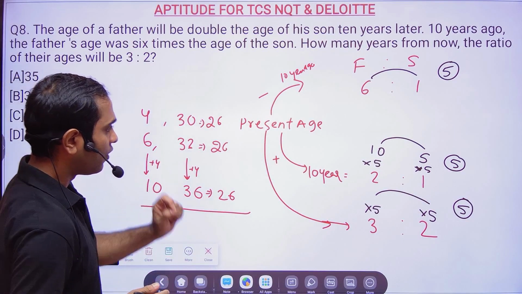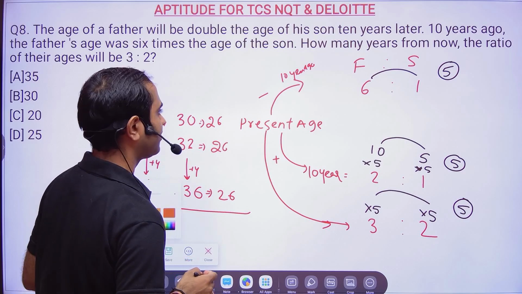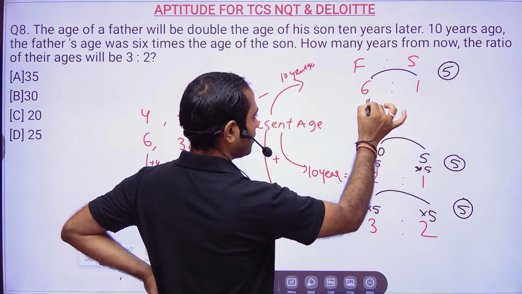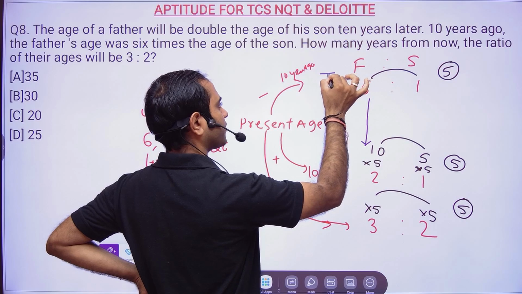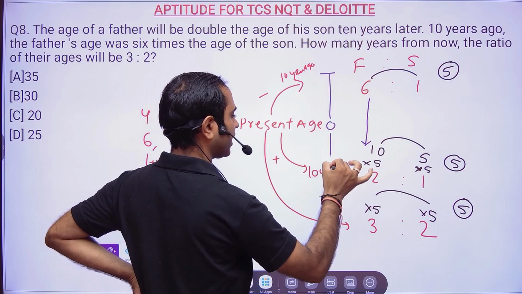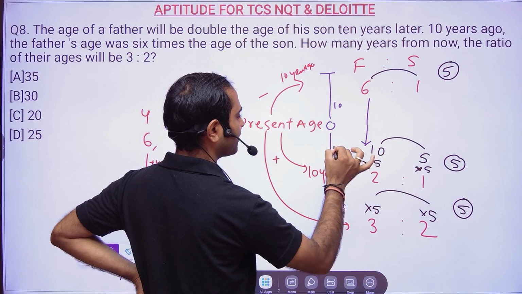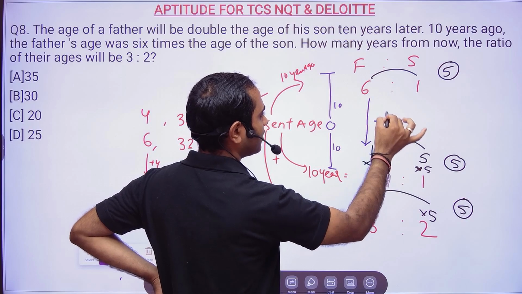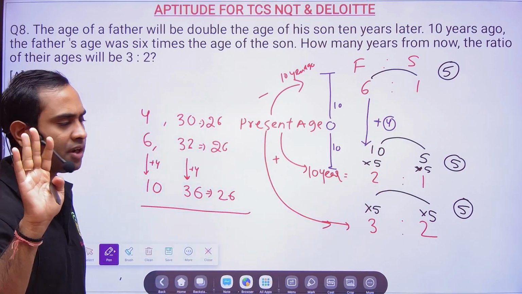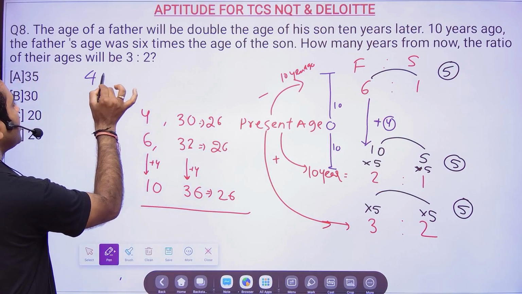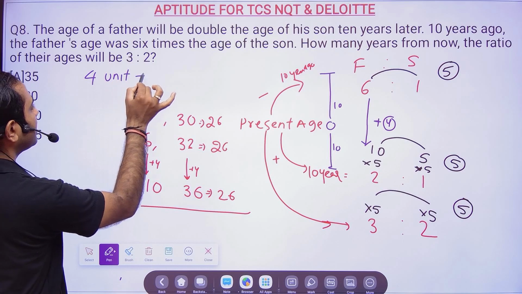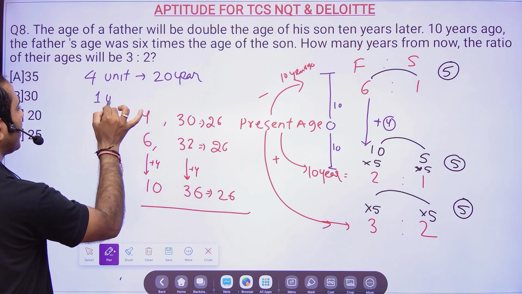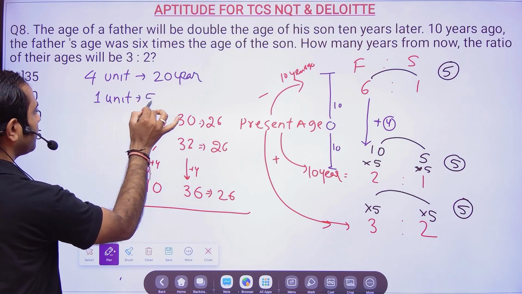Now, one thing which you need to analyze. So here you see, this is 10 years ago, and this is present, and then again this is 10 years later. So 10 plus 10, in 20 years, the age has increased by what unit? 4 units. So 4 units of age are increased in 20 years. That means 1 unit of age will increase in 5 years.